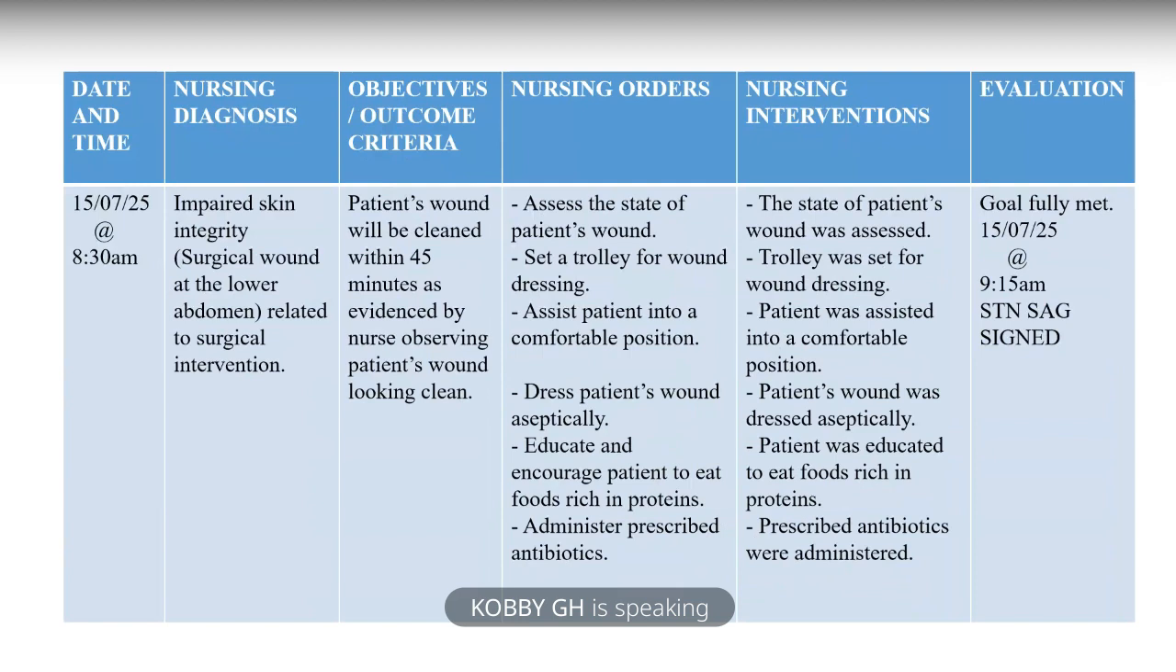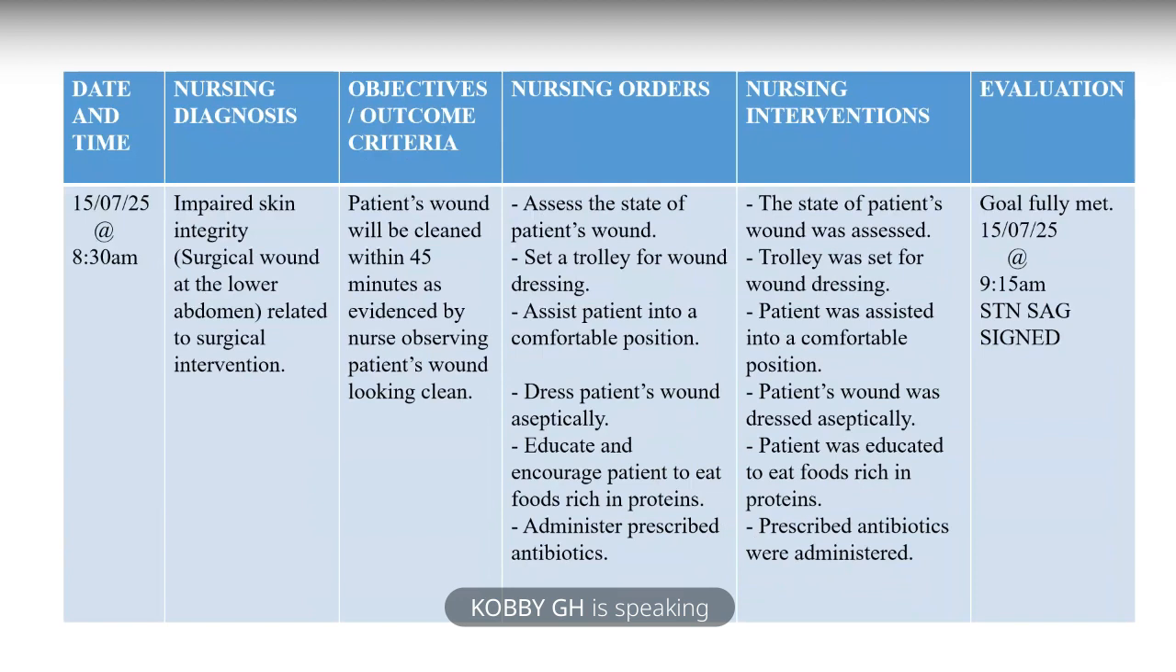If it is an open fracture, straight away, you should be expecting wound. So if there is a wound: impaired skin integrity (wound). Don't write surgical wound. Impaired skin integrity (wound on the right leg) related to, if patient has gone in for surgery, surgical intervention. If patients have not gone in for surgery, you can relate it to disease process (fracture).